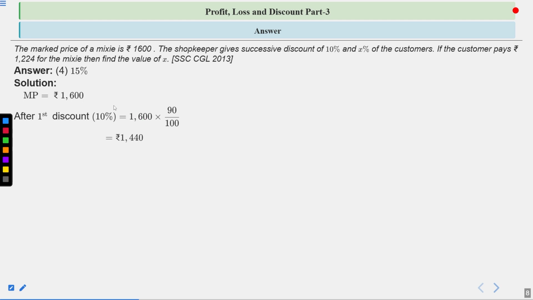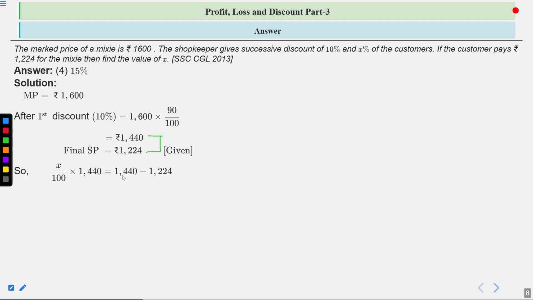We get 1440 rupees. Now we know that the customer pays 1224 rupees. So we can subtract it and then we get the discount value. The selling price is given, which is 1224 rupees. Now the discount will become X% of 1440, which is equal to the difference between them.